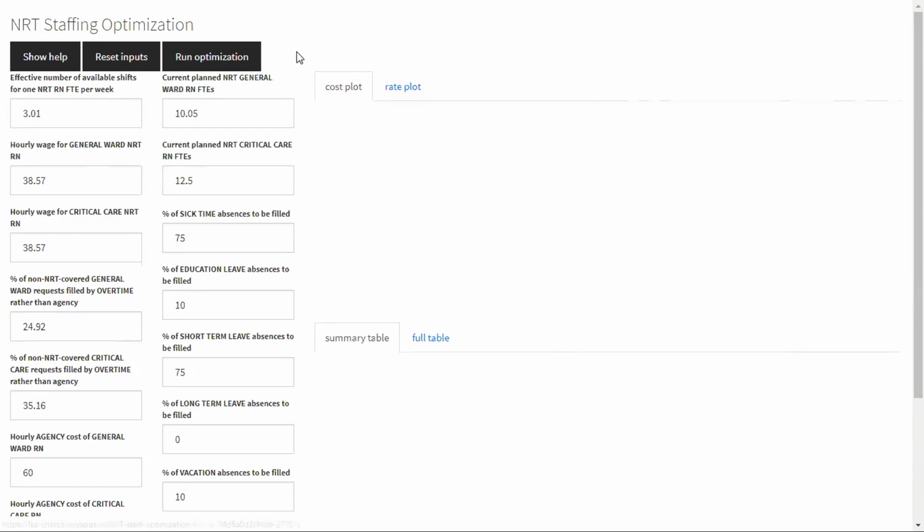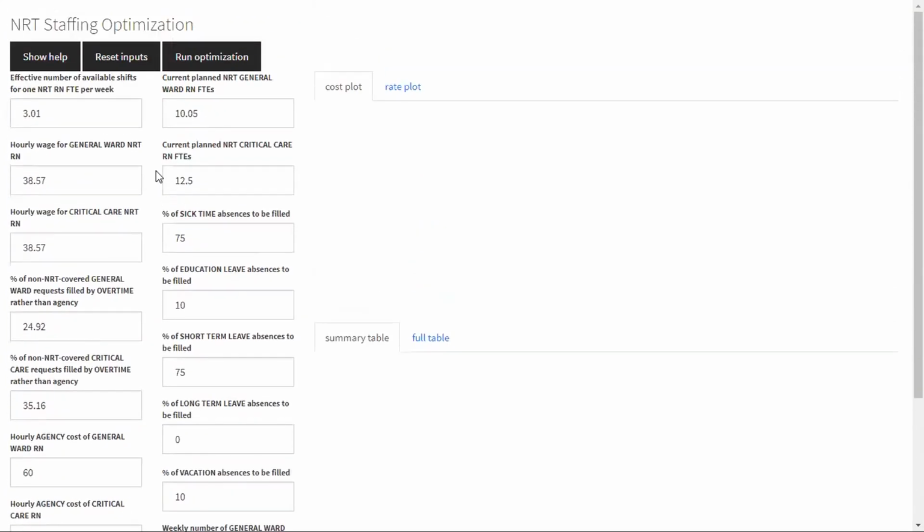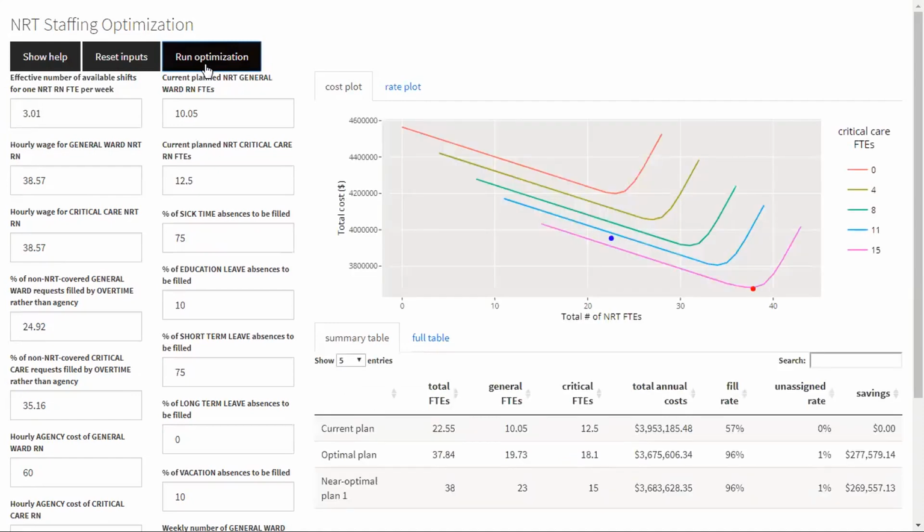This is the interface here. What we can see on the left side of the panel are all of the various input parameters that go into the model. I won't go through all of them one by one, but currently all of them are set to their default values. What we can then do is click Run Optimization, which runs the model for the inputted values of the parameters on the left, and generates these outputs on the right side of the panel. The first output we get is a cost plot, which has the same format as the schematic diagram that I showed earlier in the webinar.